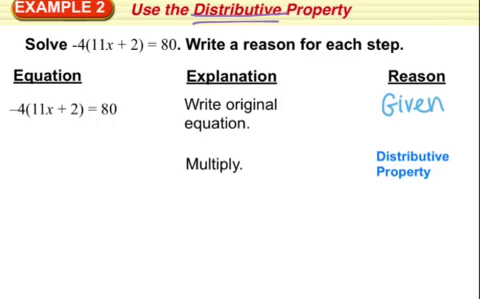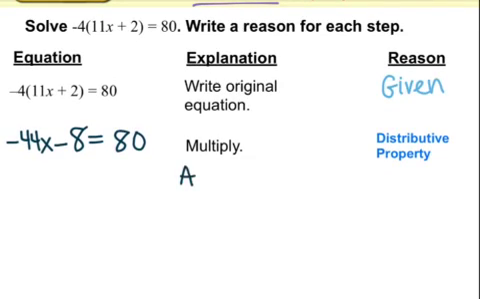The next step to this equation is just distributing the negative 4 through, or multiplying. So the result would be negative 44x minus 8 equals 80. The next step to this algebra problem comes from adding the 8 to both sides, and this is by the addition property of equality, and I'm just going to shorthand that and write addition. So when I add the 8 to both sides, the next step should just look like this.